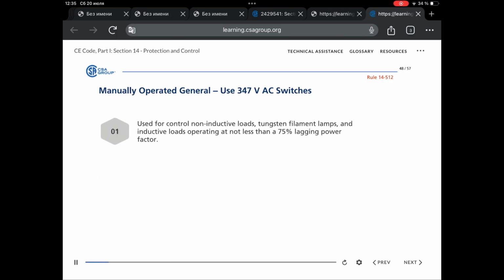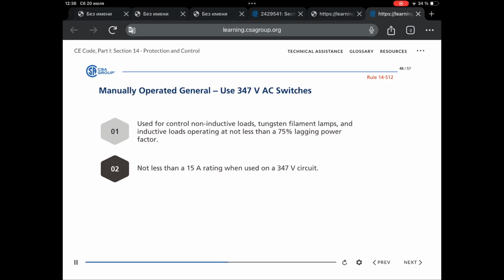347-volt AC switches are used to control non-inductive loads, tungsten filament lamp loads, and inductive loads that operate at not less than a 75% lagging power factor. They must also have a minimum 15 ampere rating when used on a 347-volt circuit.